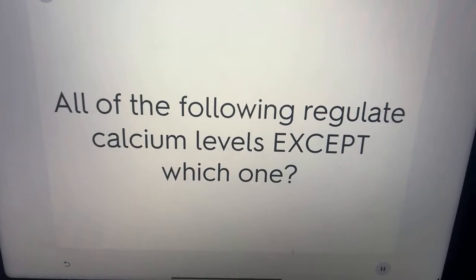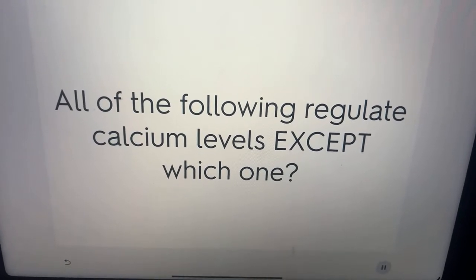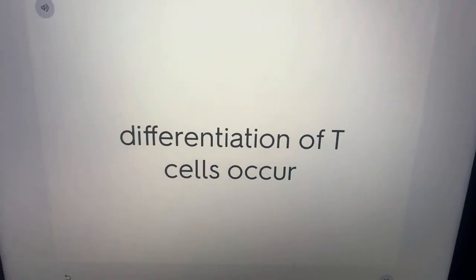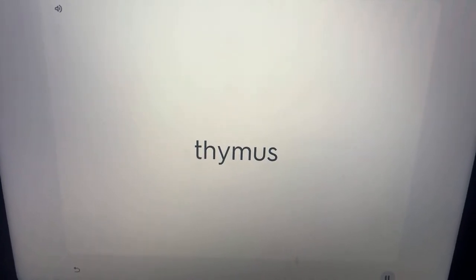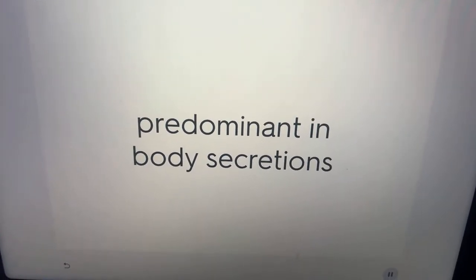All of the following regulate calcium levels except which one? Aldosterone. Differentiation of T cells occurs in the? Thymus. Predominant in body secretions. IgA.